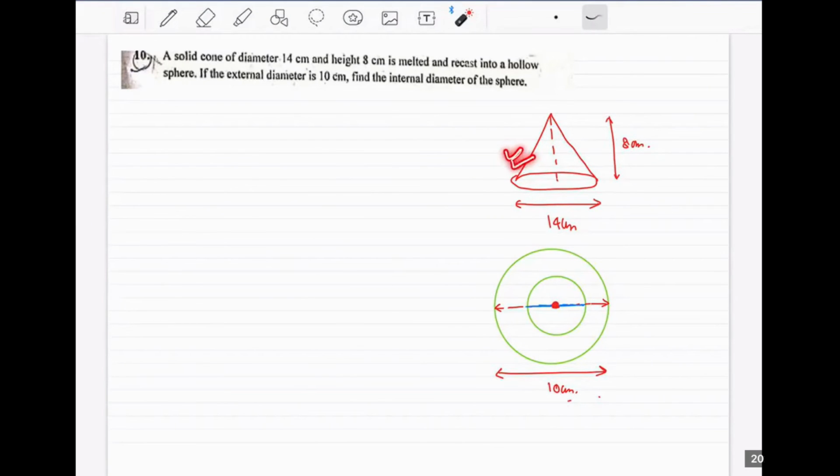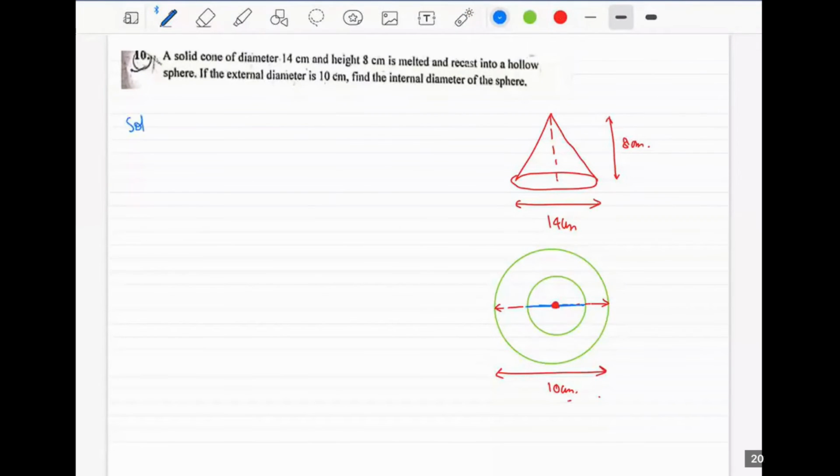The volume of the cone will be equal to the volume of the hollow sphere. How do we find out the volume of the hollow sphere? We find out the volume of the whole sphere. From it, we cut off this part because this part is made of air. All right. Okay, then we will calculate like this.